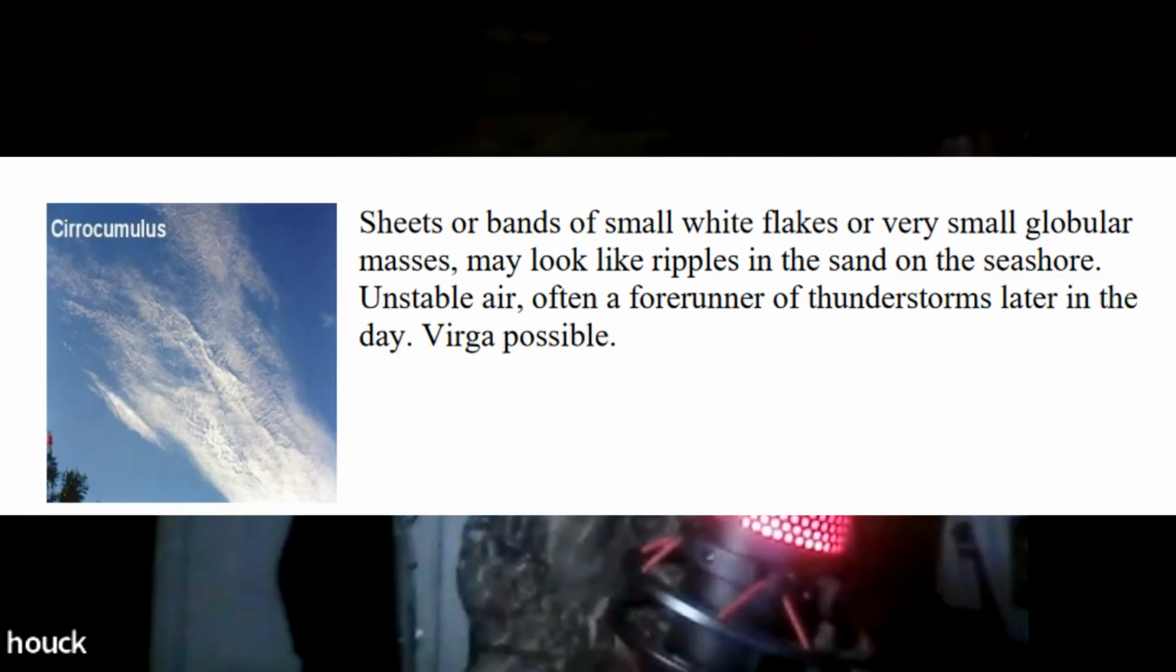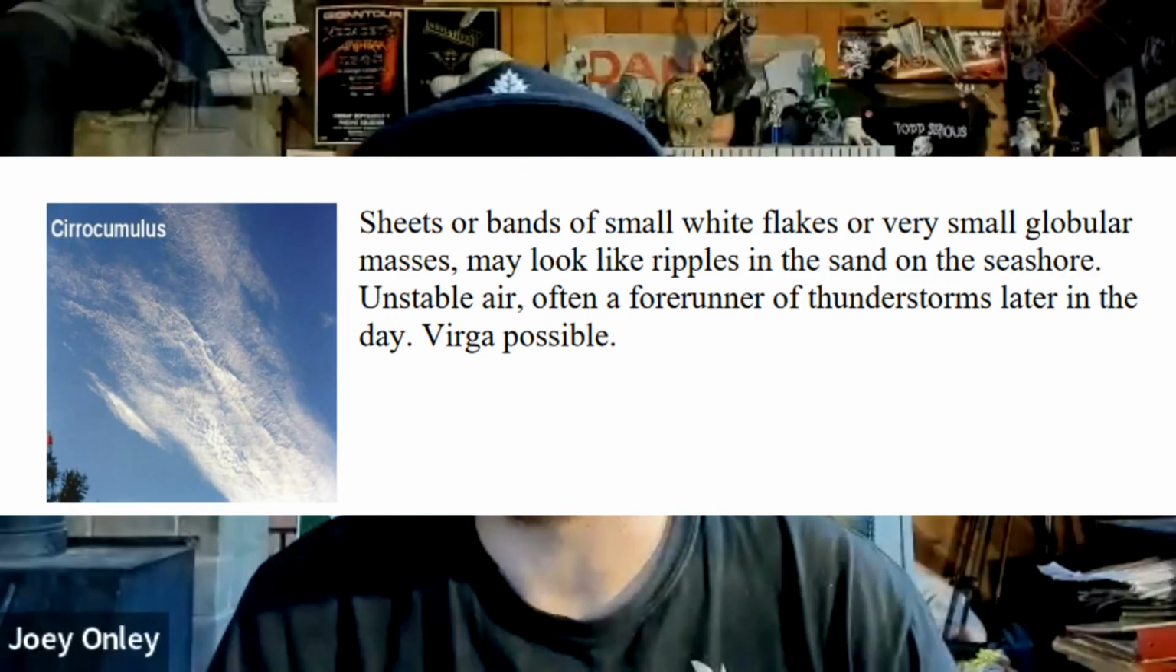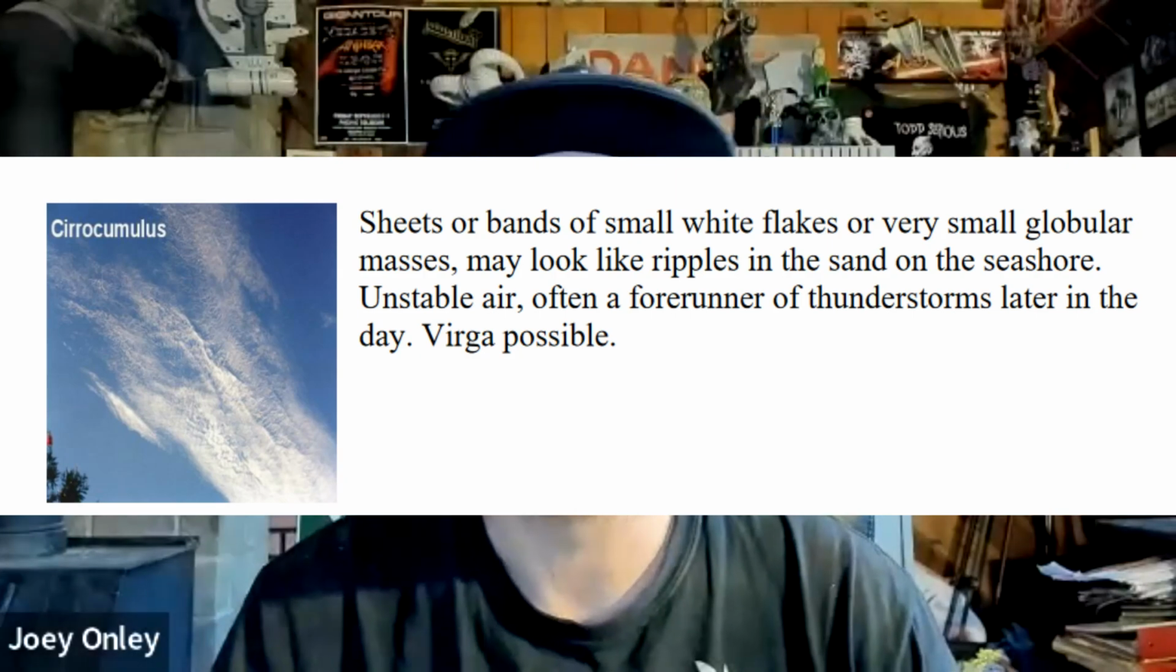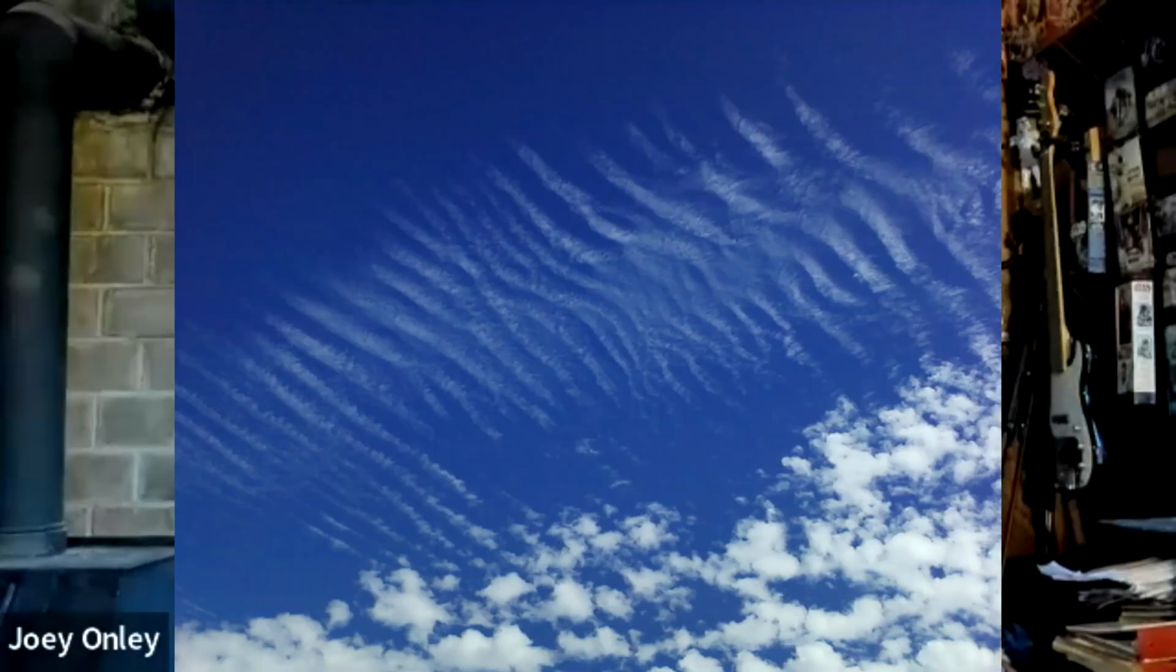And that's the same thing too, is ice crystals all across the sky there. Another example of these ice crystals then is cirrocumulus. This is sheets or bands of small white flakes or very small globular masses. May look like ripples in the sand on the seashore. There's unstable air up there, often a forerunner of thunderstorms later in the day.